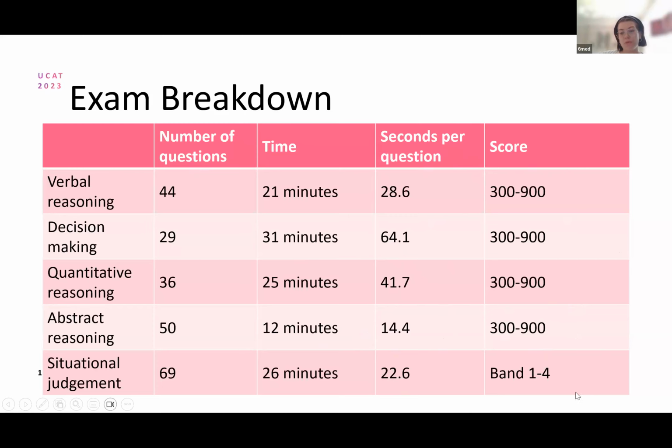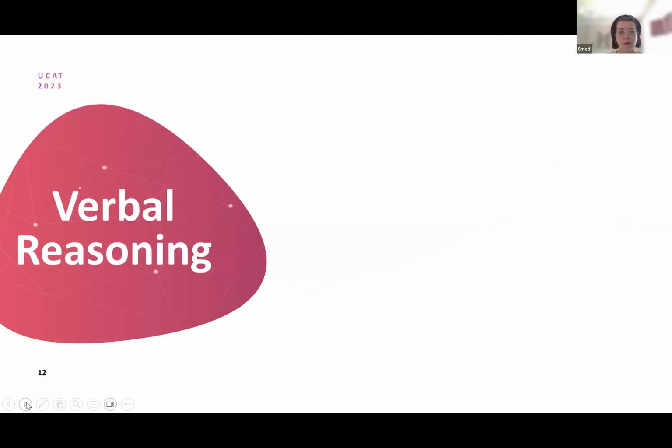In terms of the scores, just so you're aware, I mentioned situational judgment has bands, band one being the best, band four being the worst. The others are scored out of 900. Most people will get pretty much between 600 and 800 in each. But the lowest score you can get is 300, highest is 900.